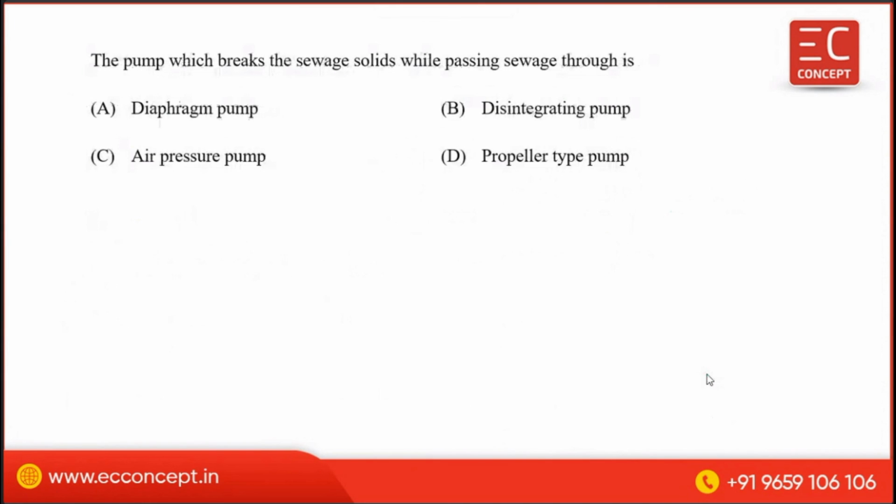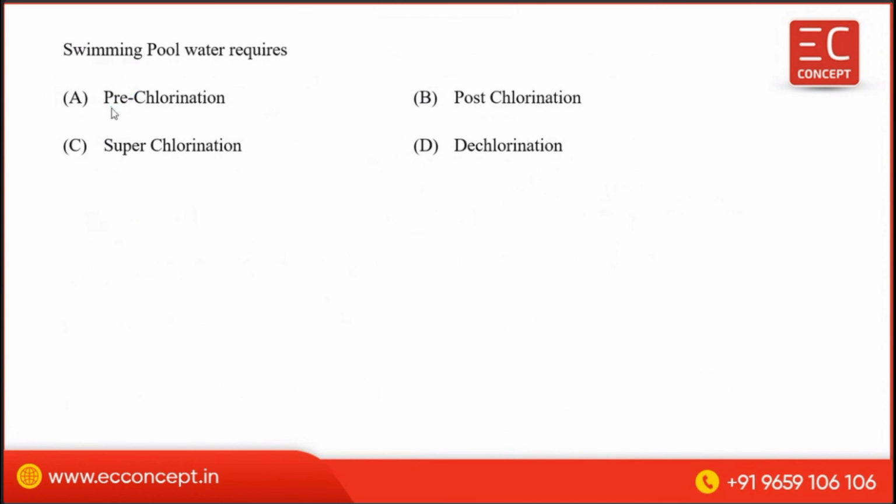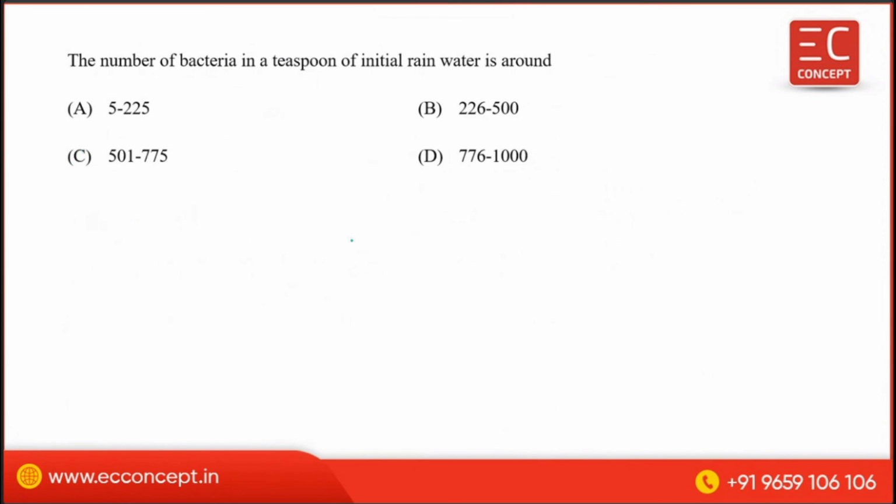The pump which breaks the sewage solids while passing sewage through it is a diaphragm pump. The swimming pool water requires superchlorination. So these are certain common type of questions. The number of bacteria in a teaspoon of initial rainwater is around 5 to 225.